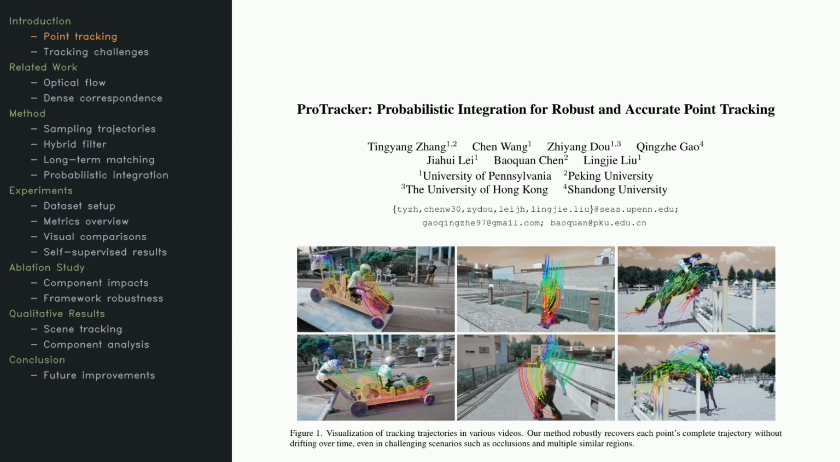Let's start by looking at how this research tackles point tracking in complex visual scenes. Notice the images here. They feature dynamic scenarios, like athletes jumping, skateboarding, and busy city streets. These examples show how challenging it can be to accurately handle motion and structure together. So what's the main idea?